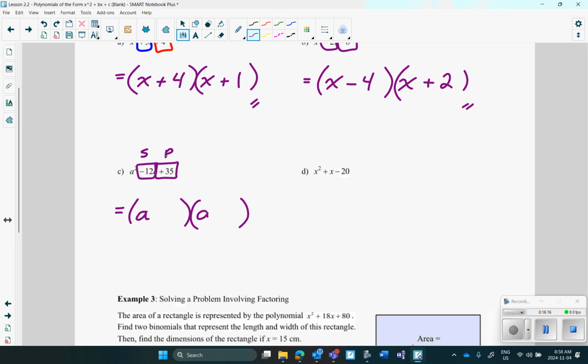So when I look at 35, to me, I think 7 and 5. But because this is negative, both the 7 and the 5 have to be negative. So negative 7, negative 5. Again, if you put negative 5 and negative 7, that's right too.